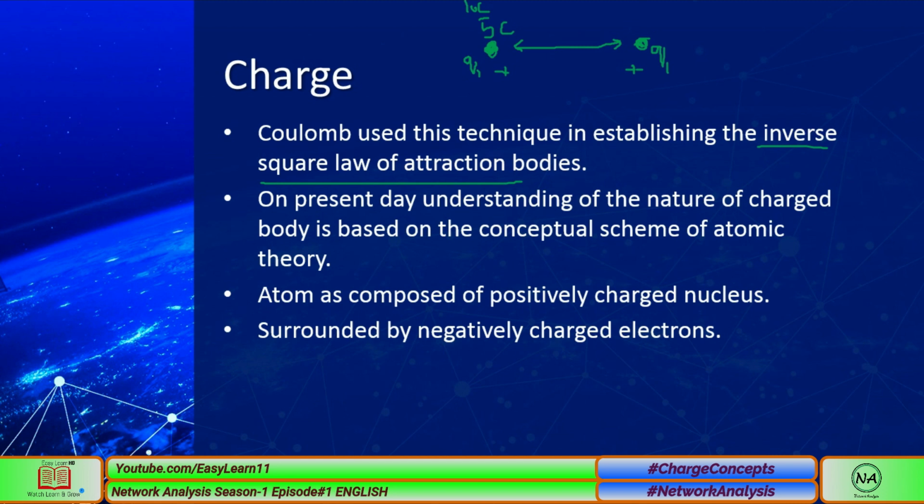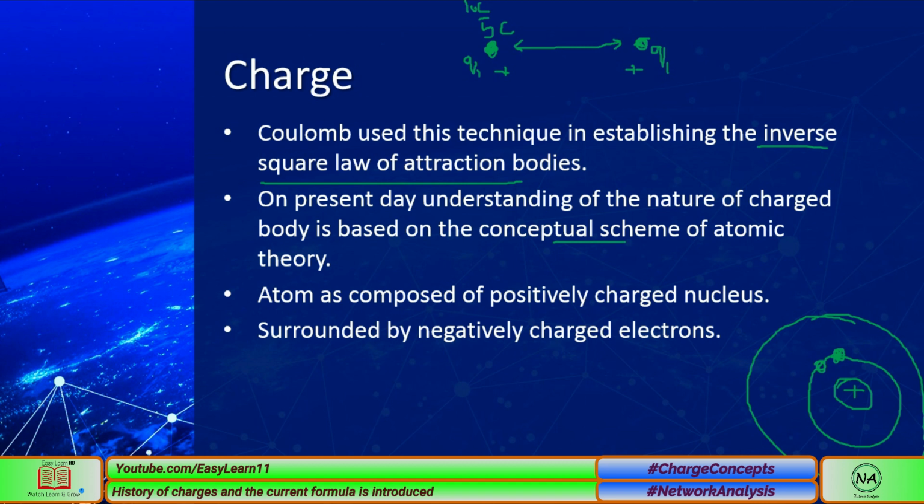In the present day, our understanding of the nature of charged bodies is based on a conceptual scheme, that is, the modern scheme. We are now living in the modern age, and we are based on this scheme, which we sometimes simply call the planetary model. Suppose this is the sun, and these are the orbits of the different planets. This is basically the nucleus, and there are electrons in the outer shells.